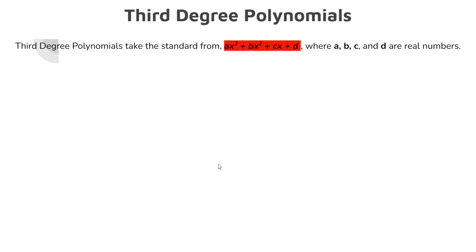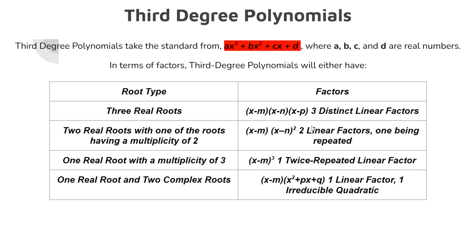So now we're going to cover some third degree polynomials. They take the standard form ax cubed plus bx squared plus cx plus d, where a, b, c, and d are all real numbers. In terms of factors, third degree polynomials will have 4 separate types. And this is in terms of factors and roots as well. If a third degree polynomial has 3 real roots, its factors will be in the form like this, x minus m times x minus n times x minus p, 3 distinct linear factors.